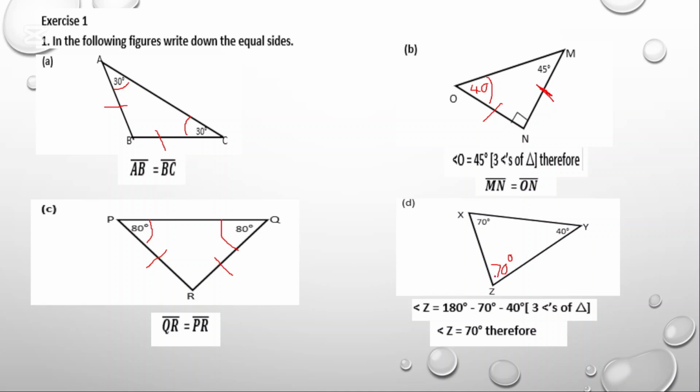Opposite Z is XY. You can see there, it doesn't form angle Z. Opposite this 70 degrees is that side there. So XY is equal to ZY, or YZ.